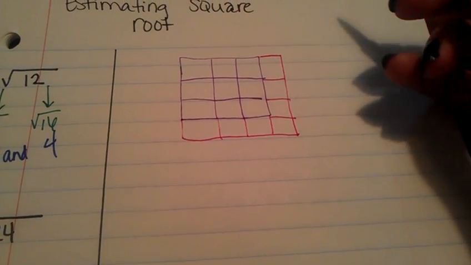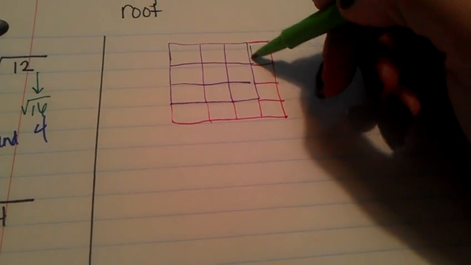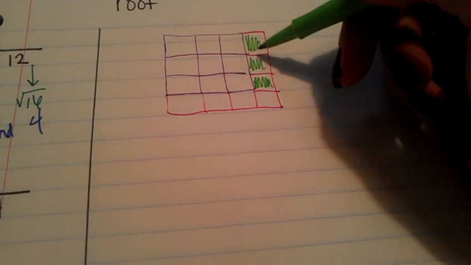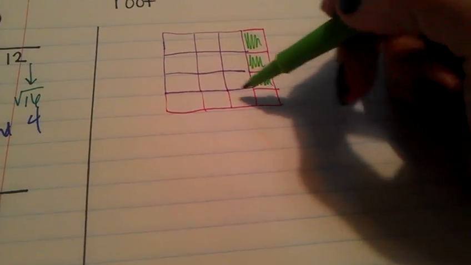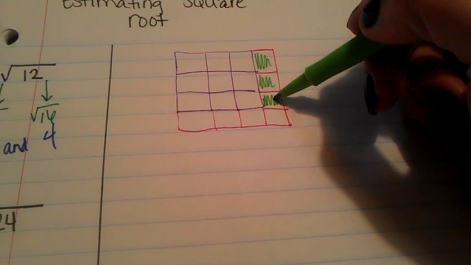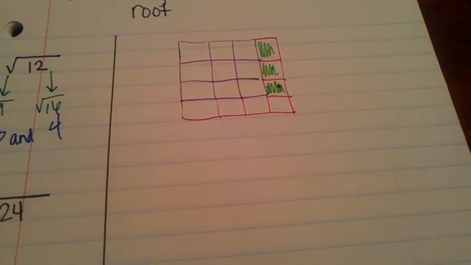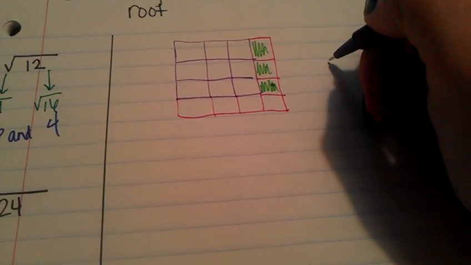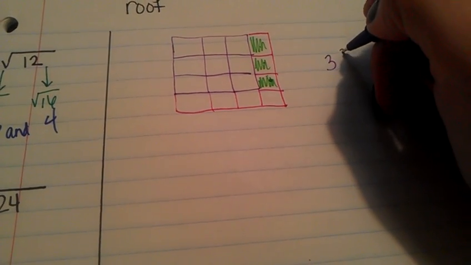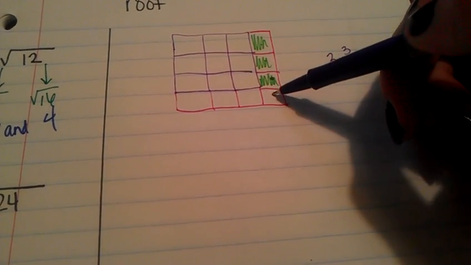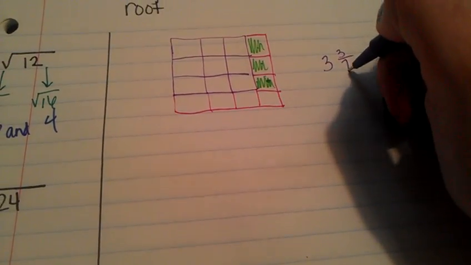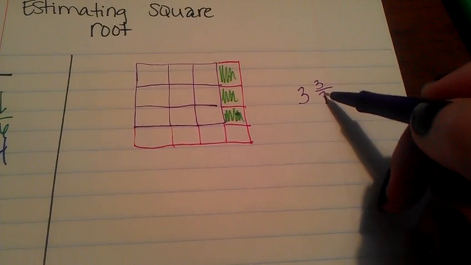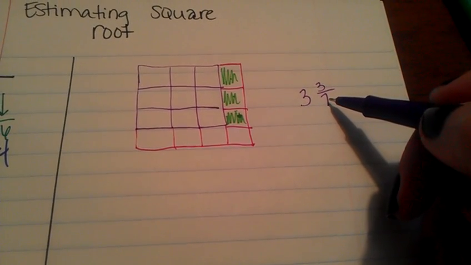Well, what I'm going to do is, my number was 9, right? So I've got 10, 11, 12. Okay, out of the squares I added to make it a 4 by 4, I needed to color in 3 to get to 12. 9, 10, 11, 12. So my final answer will be 3, and there's 3 colored in out of 1, 2, 3, 4, 5, 6, 7. 3 and 3/7.